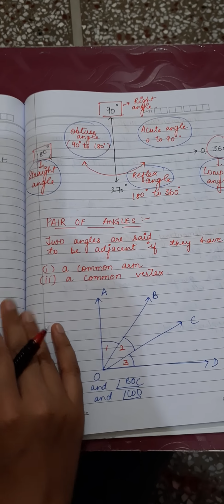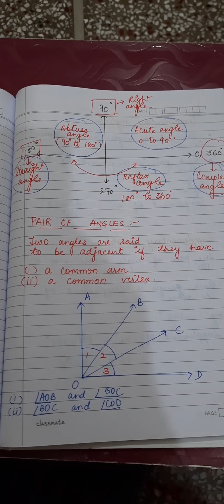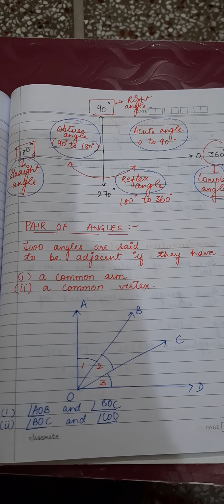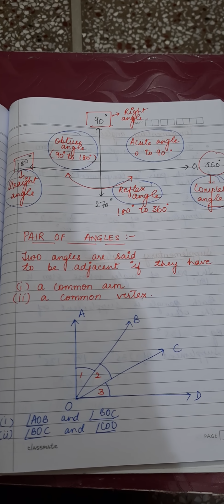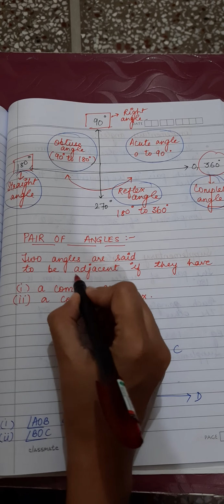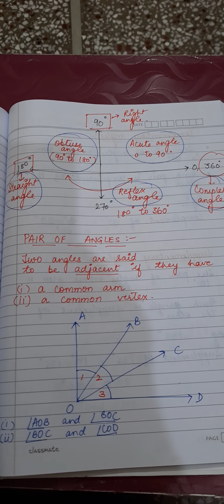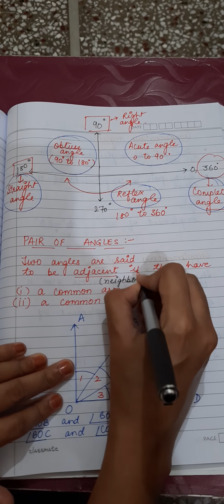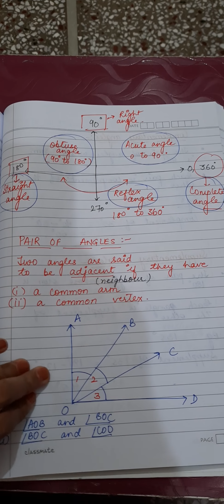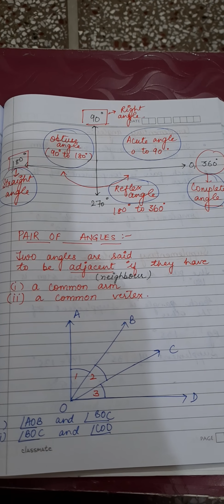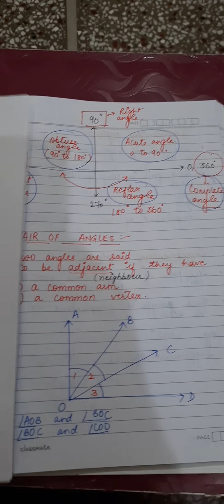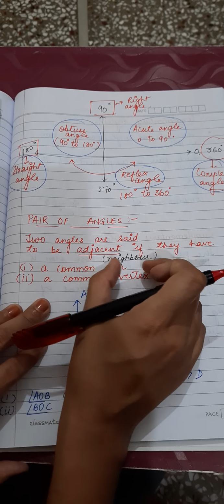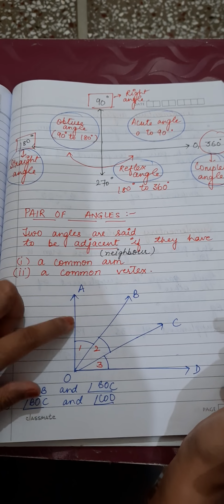Now let's start with the pair of angles. A pair of angles means two angles are said to be adjacent if they have a common arm and a common vertex. Now what is the meaning of adjacent? Adjacent means neighbor. In simple words, adjacent means neighbor. Now I will explain this term, adjacent pair, with the help of this diagram.